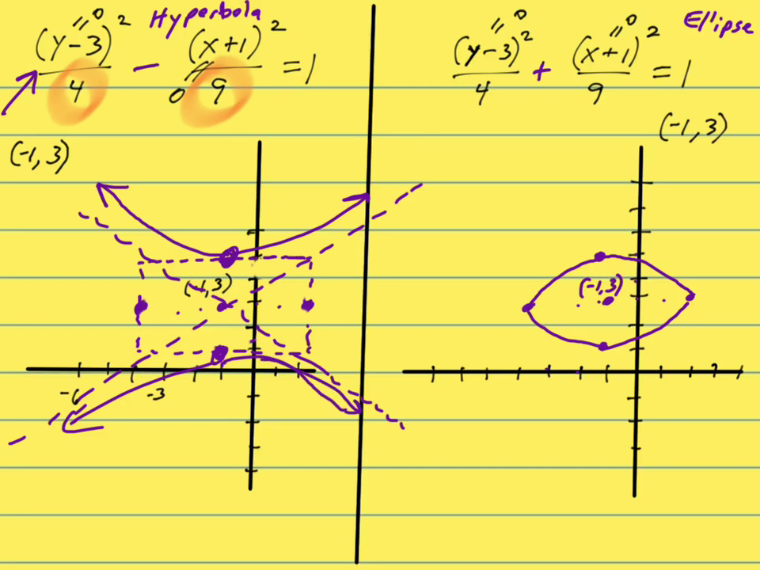Where are my vertices? It was at -1 and then it went up 2. Would that be -1, 5? Where's this vertex if I go down 2 from 3? Would that be -1, 1, I think? Those are the vertices.